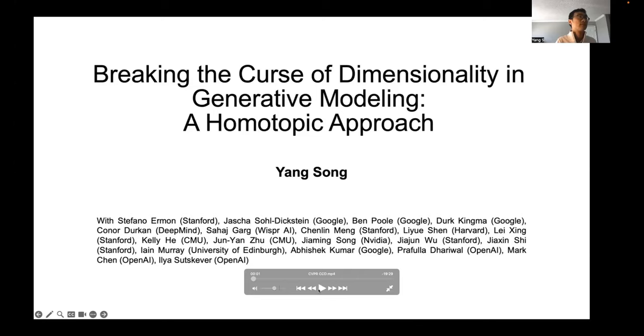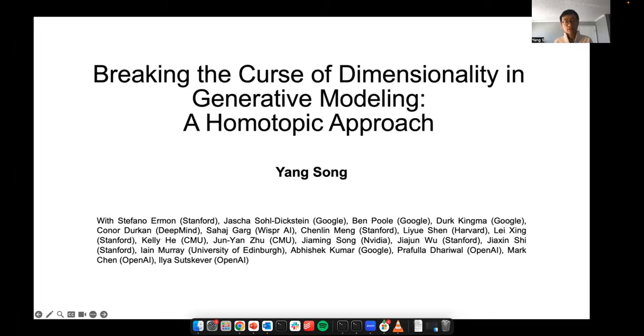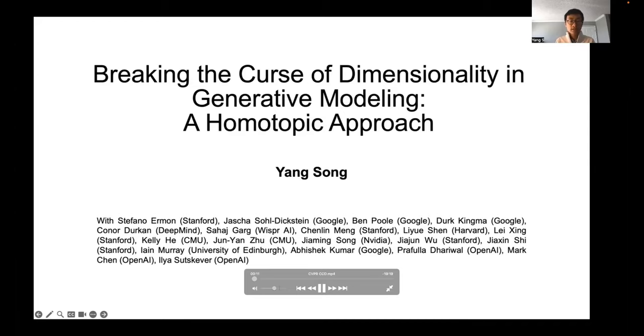It's my great pleasure to be here to talk about my perspectives on generative modeling. I will discuss a unified approach called the homotopic approach. In this presentation, I will discuss several recent works, and I enjoyed collaborations across multiple institutes like Stanford, Google, and OpenAI. We live in an era of generative AI.